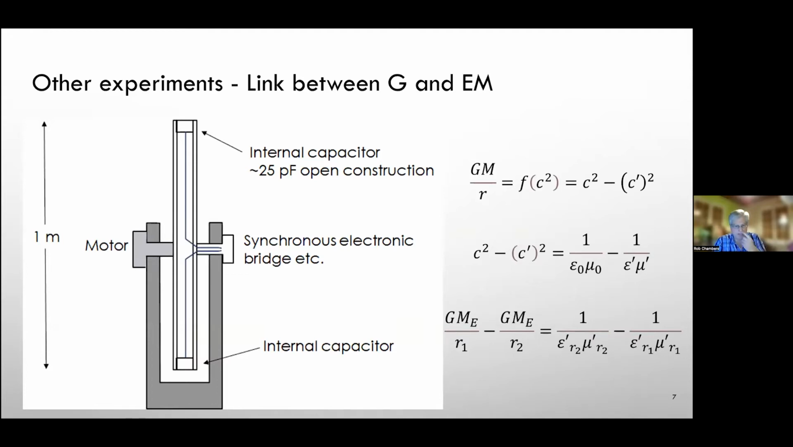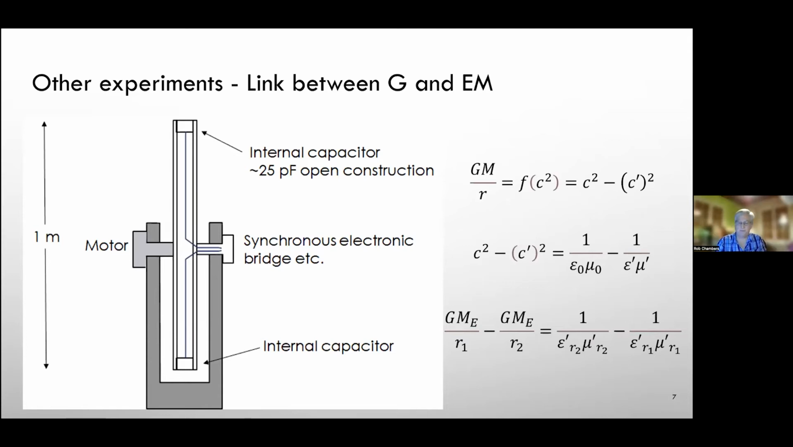So in this case, you have a long tube with capacitors at each end, and by rotating it, you vary their height relative to each other in the Earth's gravitational field. And if you have a sensitive enough capacitance bridge, you can, if there is one, detect a change or difference between the electrical permittivity of each capacitor.